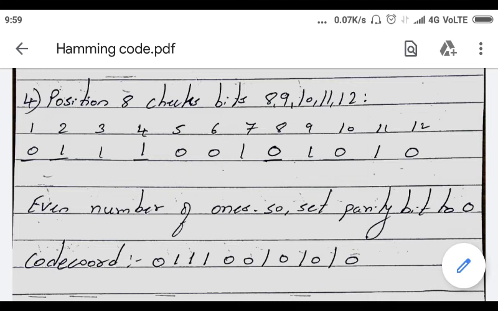So you are going to call it a code word. Now I am going to write it continuously: 0 1 1 1 0 0 1 0 1 0 1 0. This is the code word which we are going to send to the receiver side. Now on the receiver side, he is going to check all these parity bits based on these positions, whether the parity bit is right or wrong.